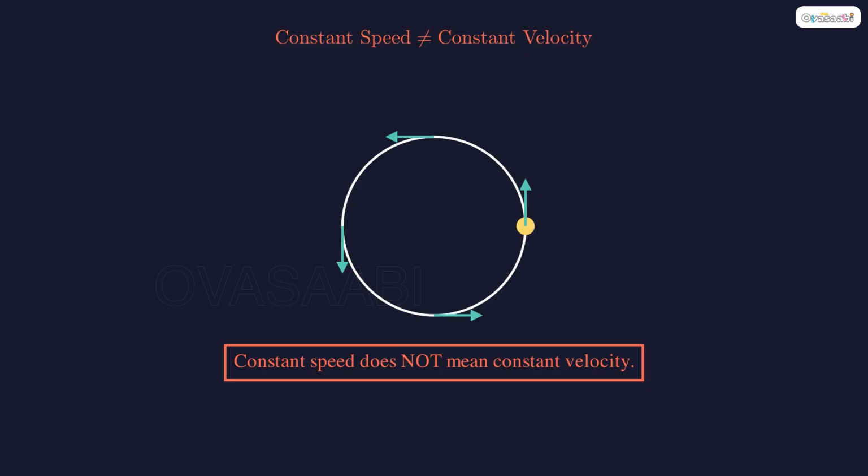A ball moving in a circle has constant speed, but its velocity keeps changing because the direction changes. Students often confuse these in exams.